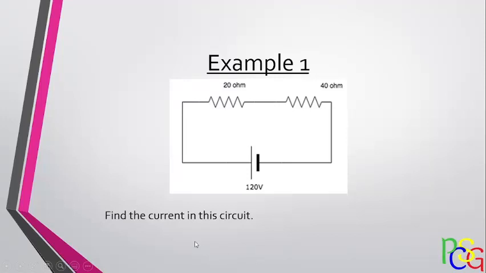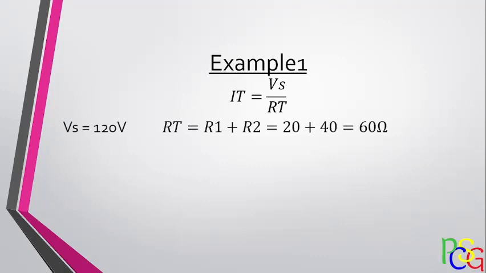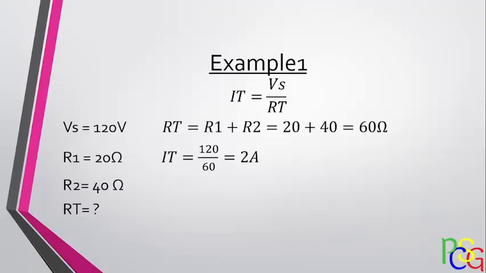You put V equals 120, R equals 60, or R total equals 60, and you start to find out I. Remember, I equals V on R. Now, remember I said IT equals Vs on RT. That's just to say the I total equals the voltage source, which is the 120 volts, on RT. So we have Vs equals 120, R1 equals 20 ohms, R2 equals 40, and then we still need to find RT.